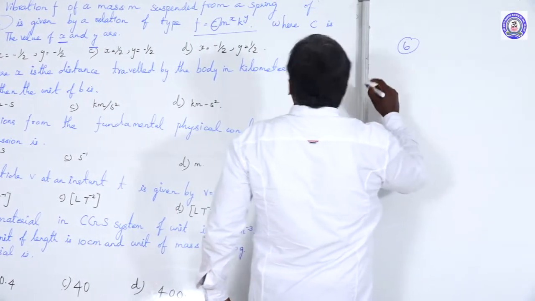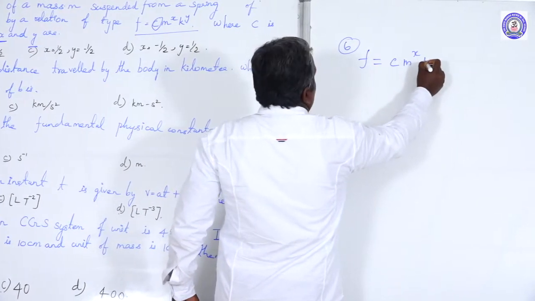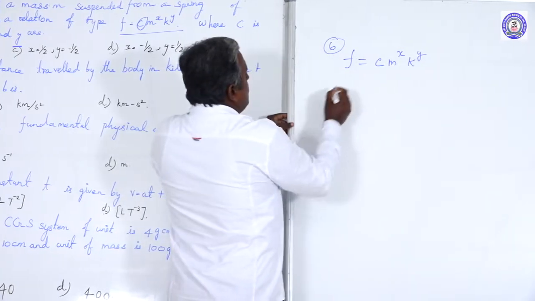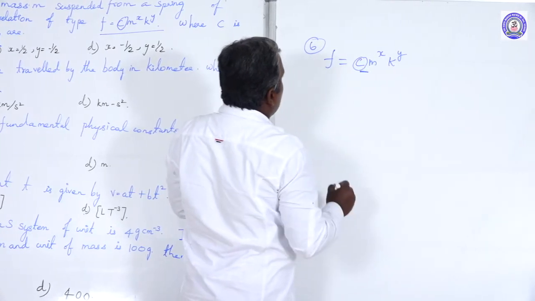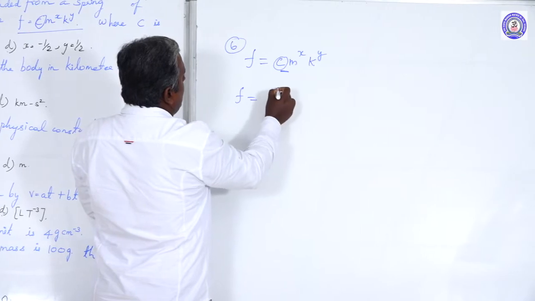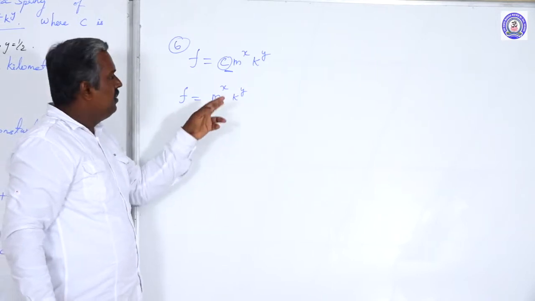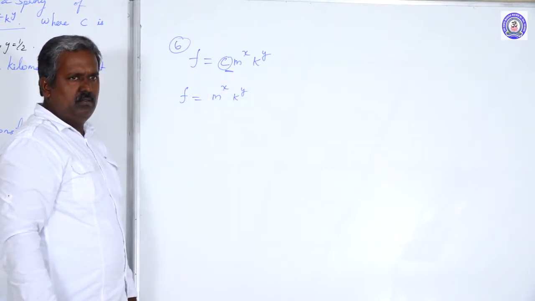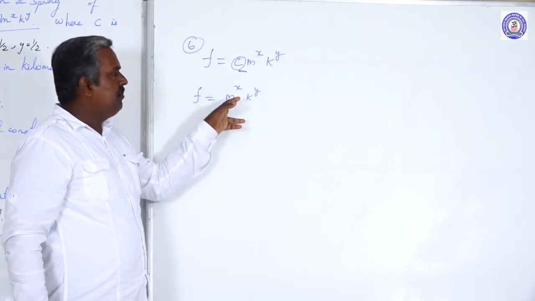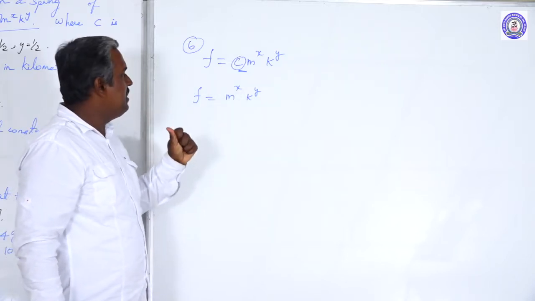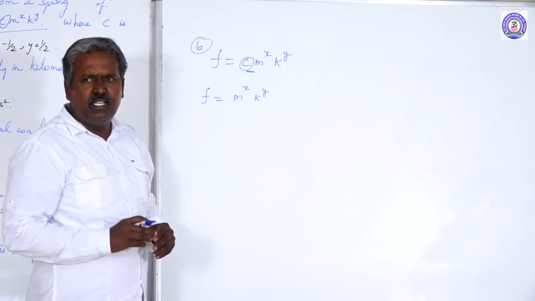Question number 6. What is the given equation? F is equal to C m power x k power y. C is no dimension, leave it. This one is a constant. So F is equal to, we can write, m power x k power y. Here we want to calculate the values of x and y. How? Very simple method. First we must write the dimensional formula for F, m and k. What is F? Frequency. M, mass. K, spring constant.